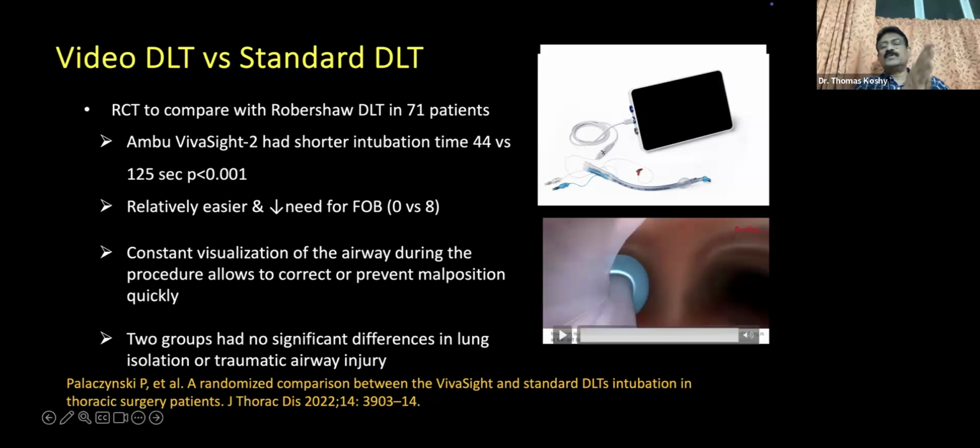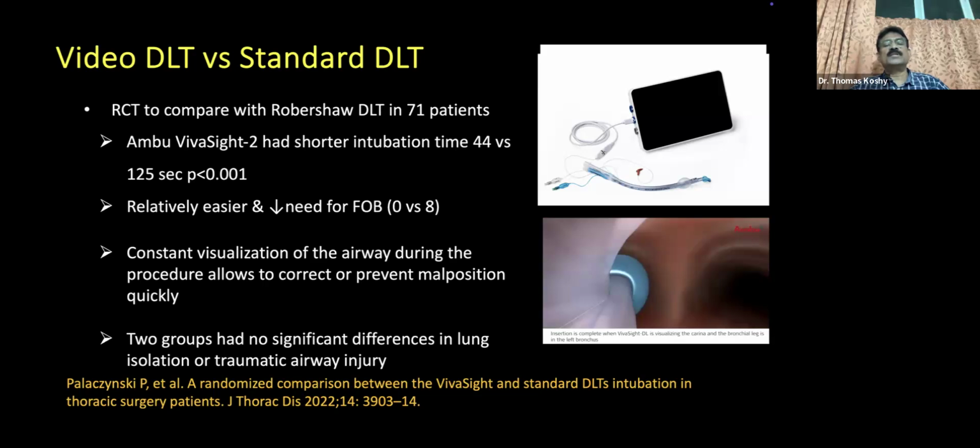Now, the question is whether it's worth spending money for this video-equipped double lumen tube. So there is a study which came in the Journal of Thoracic Disease in 2022. They conducted a randomized controlled trial to compare it with the Robertshaw double lumen tube in 71 patients. This is made by Ambu, the Vivasight 2.